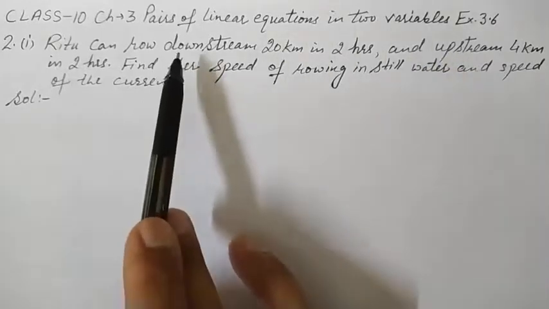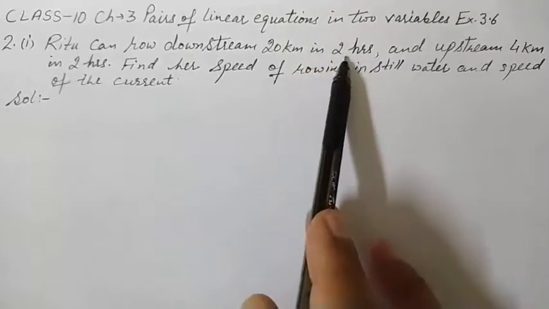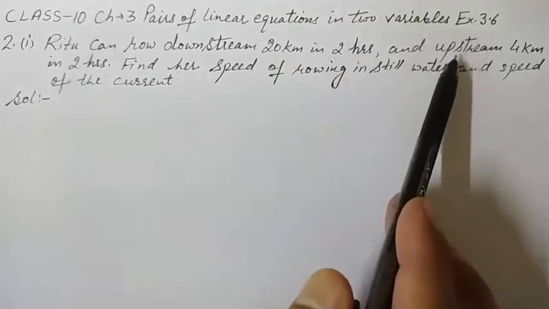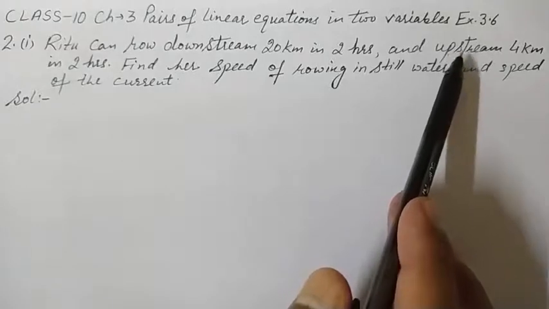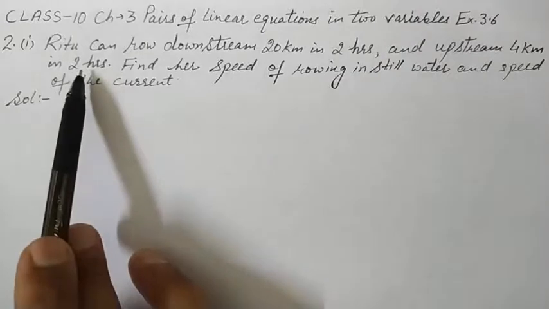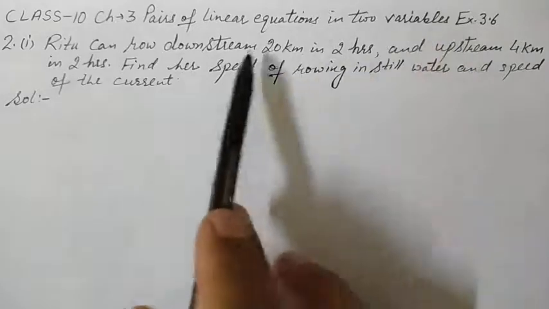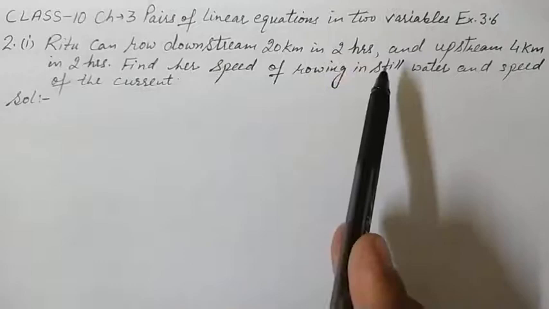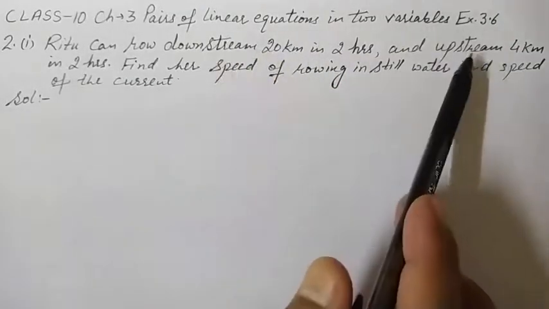So in downstream she is moving 20 kilometers in 2 hours. But in upstream, moving in the opposite direction of the water, she is covering 4 kilometers in 2 hours. So it means in 2 hours she covers just 4 kilometers in upstream, and in downstream she covers 20 kilometers in 2 hours. So what is the difference between downstream and upstream?